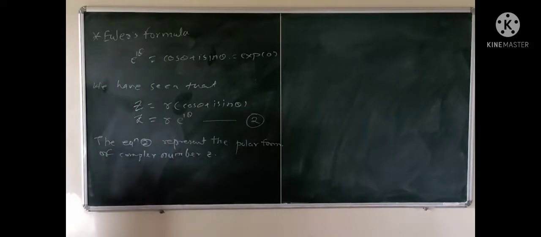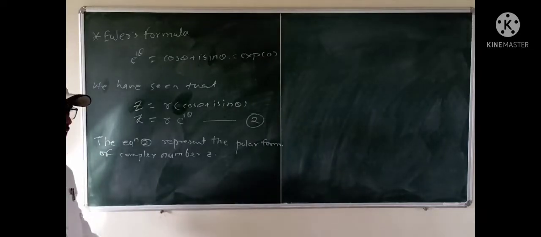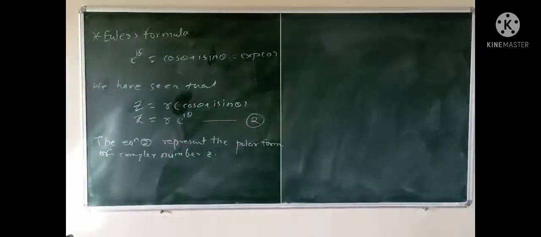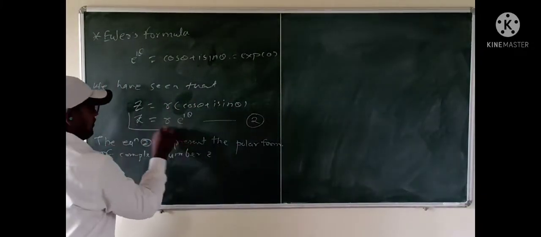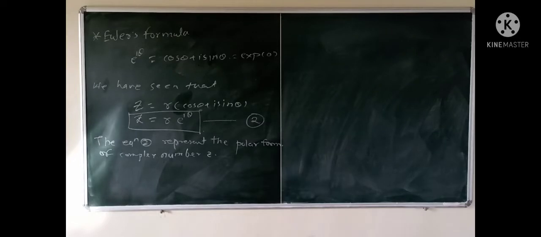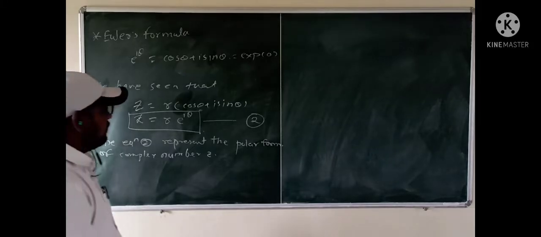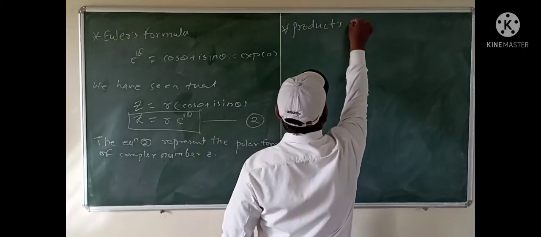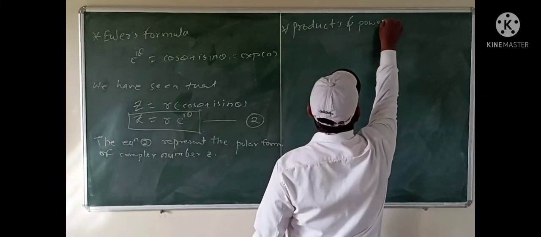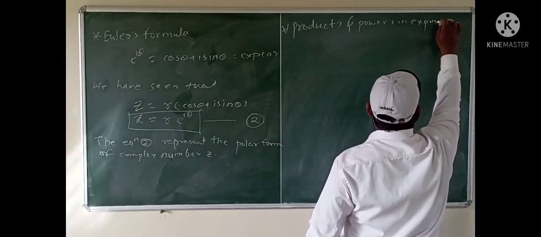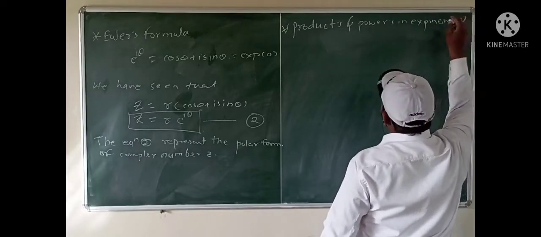Okay, as there are many properties, as we have seen in lecture 1, there are algebraic properties of complex numbers. Using this form of complex number, there are also other algebraic properties. Some of them are the products and powers in exponential form.